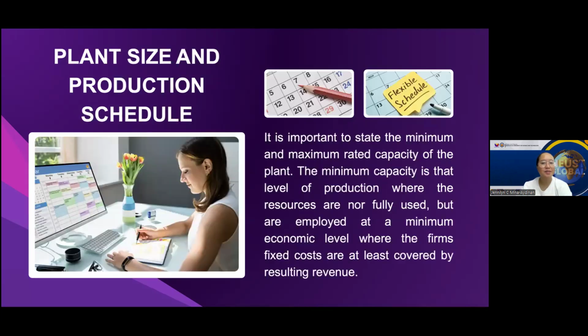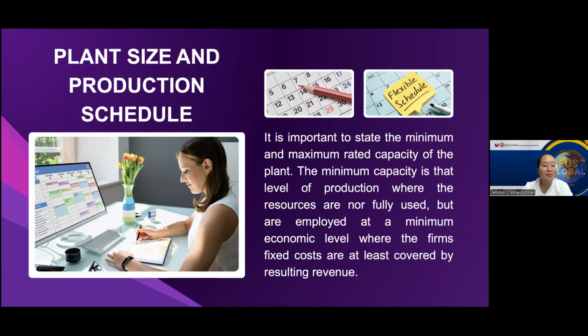So plant size and production schedule. Plant size and production schedule refer to the production capacity of a facility and how it operates. So the minimum capacity ensures the business covers fixed costs, while the maximum capacity indicates the highest output achievable. It also defines shifts per day and operating days per year to optimize production efficiency.